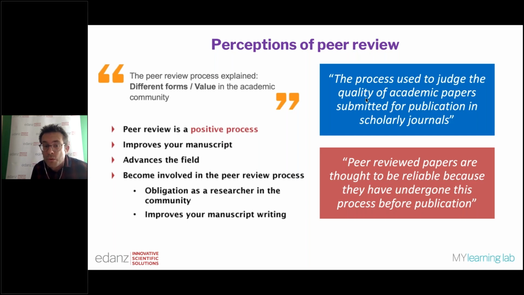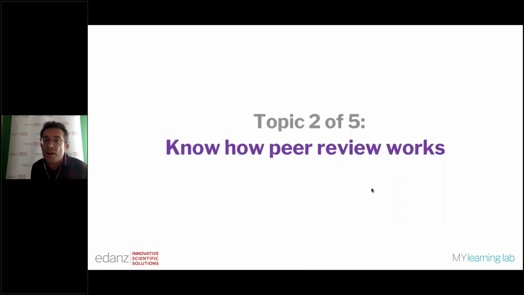But you can also, as a researcher, and we'll talk about this a little bit later, get involved in the peer review process if you have the opportunity. So it's the process we use to judge the quality of academic papers submitted for publication in those scholarly journals. And peer-reviewed papers, of course, are thought to be reliable because they've undergone this process before publication. So you shouldn't be picking a journal that doesn't use peer review.